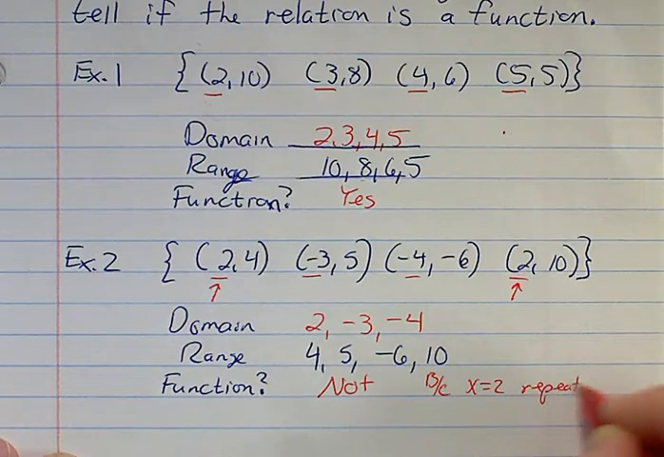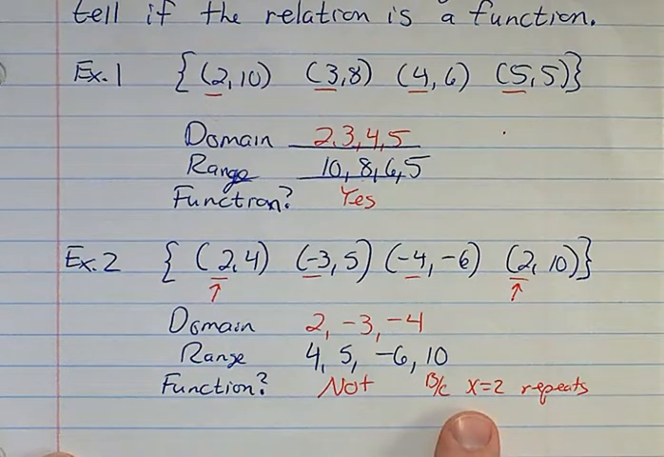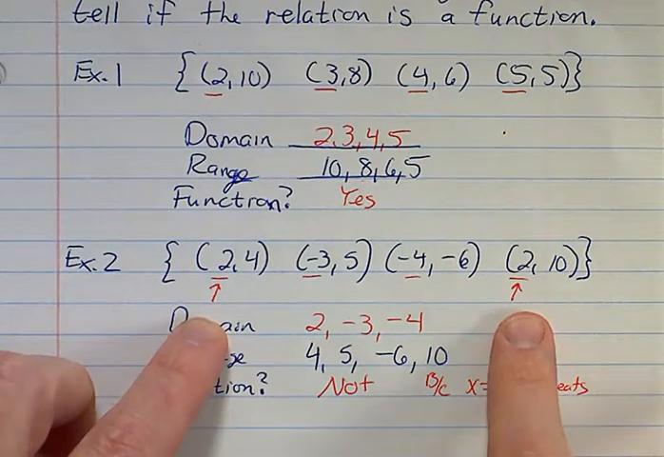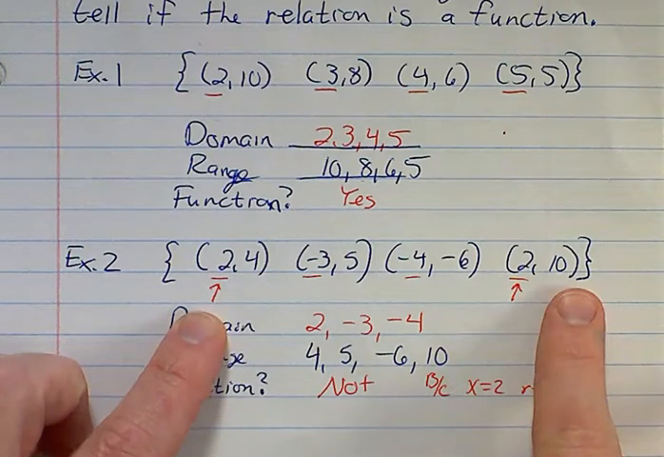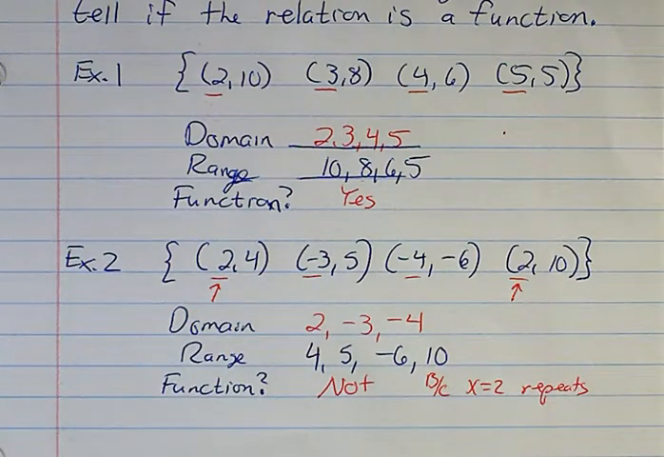Good. Now, they're not going to ask you to explain, just to make sure we got the reason it's not a function is the x equals 2 repeats. It's here and it's here. So if you put in 2 of whatever, sometimes you get 4, sometimes you get 10. So you never know what's going to happen.